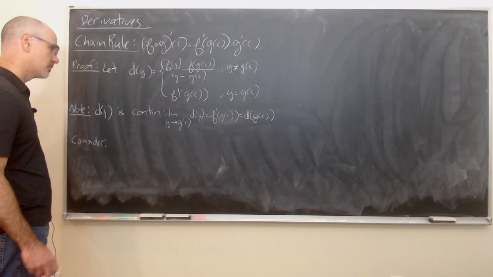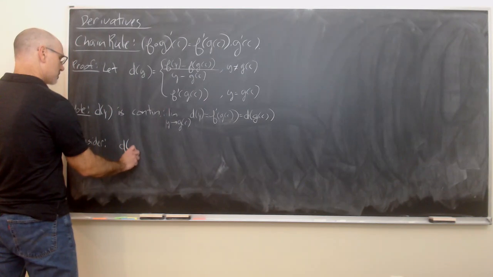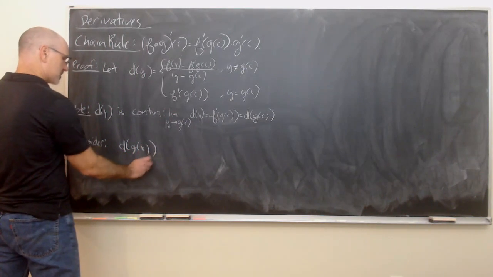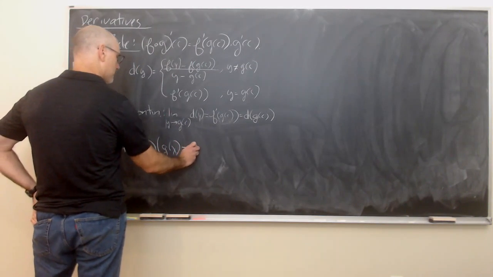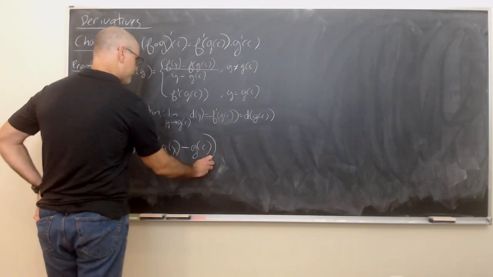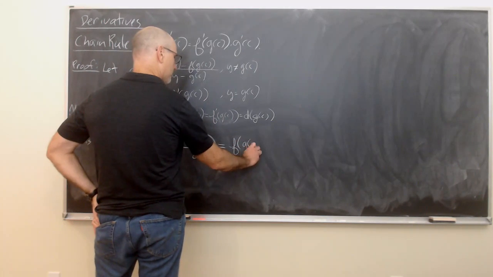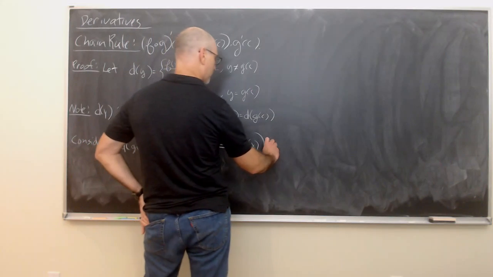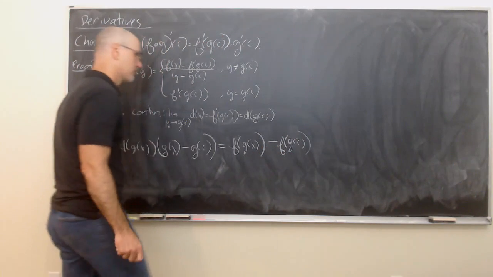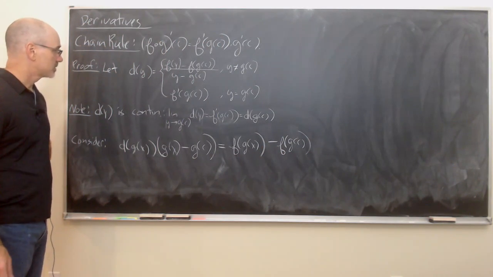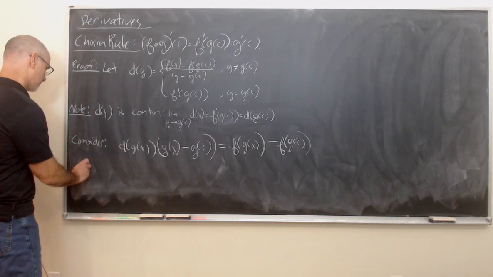All right, so now we're going to take our definition of D, and I want to note that we can rewrite it this way when y is equal to g of x. Right, so the claim is that this actually holds for all x.